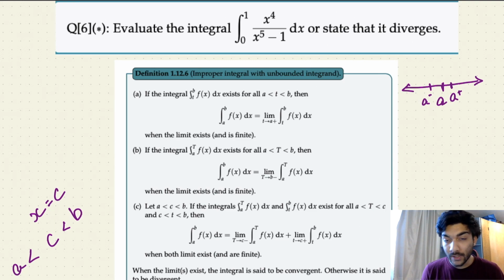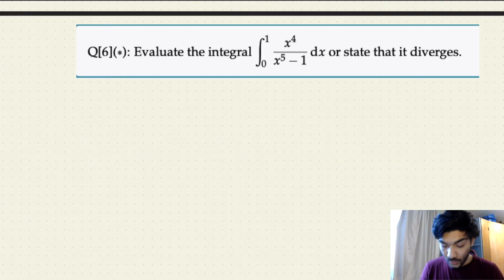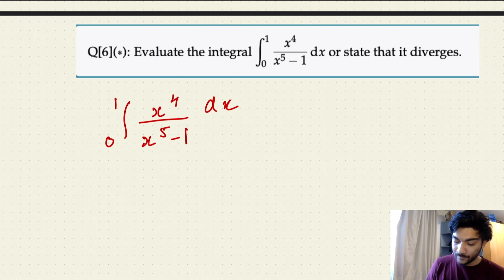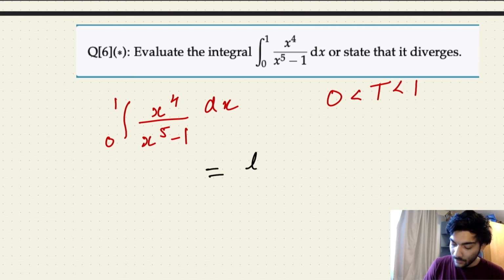So let's use all the concepts that we learned in the previous video in order to solve this integral. Now we know that we have to solve this definite integral, which is from 0 to 1 of x to the power 4 upon x to the power 5 minus 1 dx, and we know that we'll have to introduce a new variable t such that t lies in between a and b, which means t lies between 0 and 1.